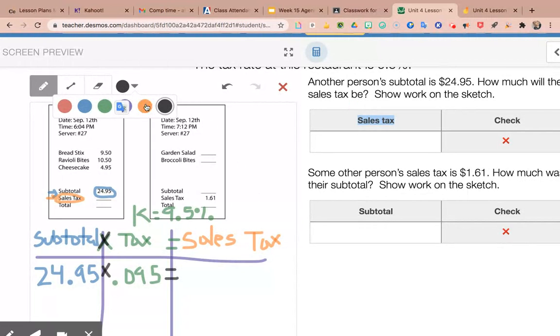For the second one, it says that the sales tax is 1.61 and it wants us to find the subtotal. So for the second one, it says that the person's sales tax is $1.61. So they gave us $1.61.